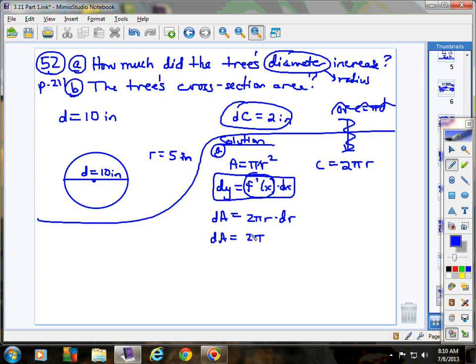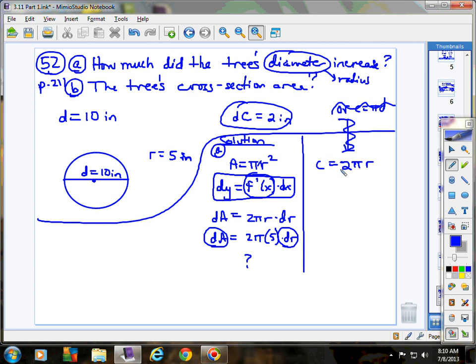Okay, so 2 pi r. Do we know what r is? It's 5, isn't it? Do we know what dr is? They don't give us dr, do they? So this formula here looks like it's leading us to a dead end. We don't know what dA is, and we don't know what dr is. So we got 2 unknowns.